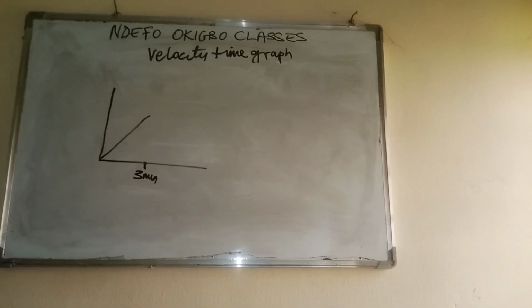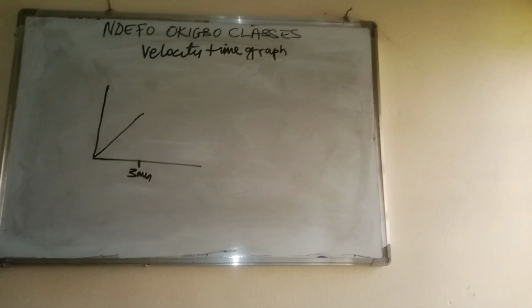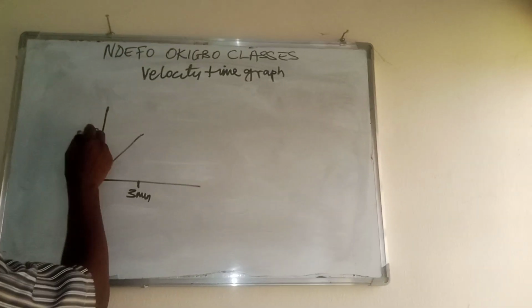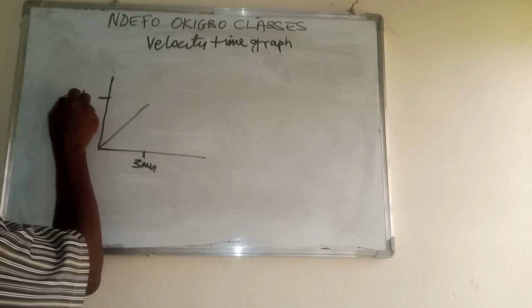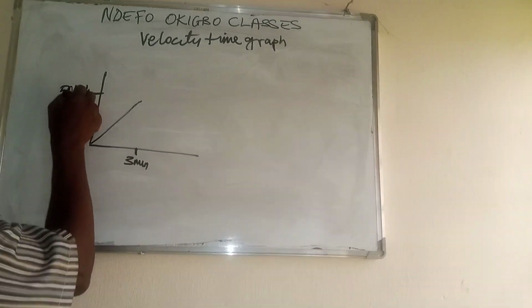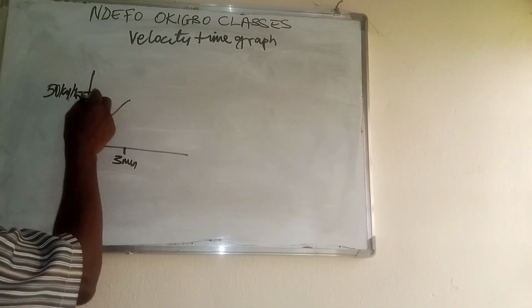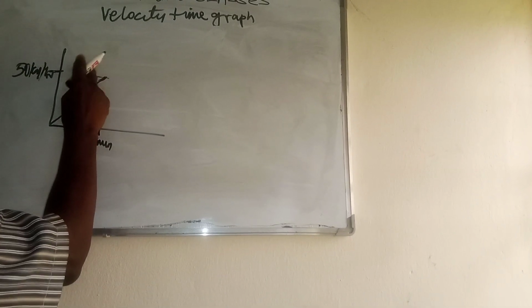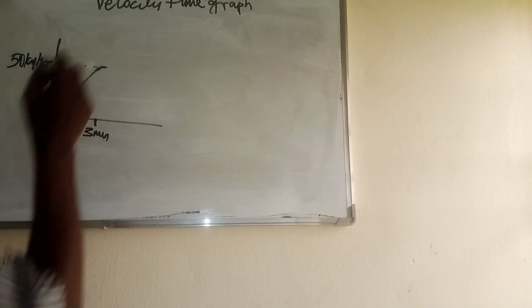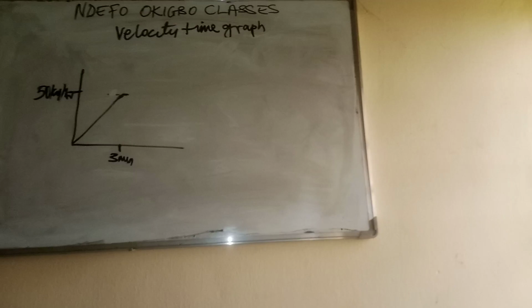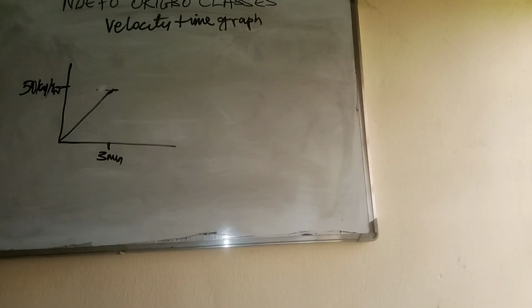Uniform for 3 minutes, getting to a speed of 50 kilometers per hour. At 3 minutes, you get a speed of 50 kilometers per hour.